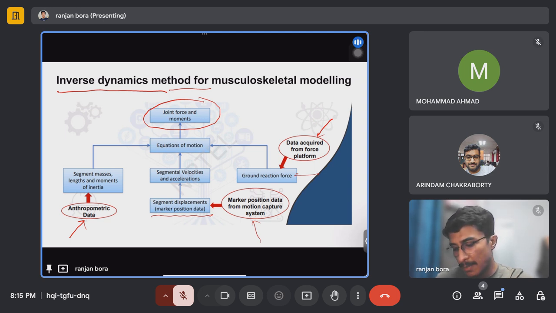Using this input data, as I have already shown, we first use the marker position data to evaluate the segmental velocities and accelerations. Then using the anthropometric data and force data, we develop the equations of motion, and using those equations of motion, we get the joint forces and moments.